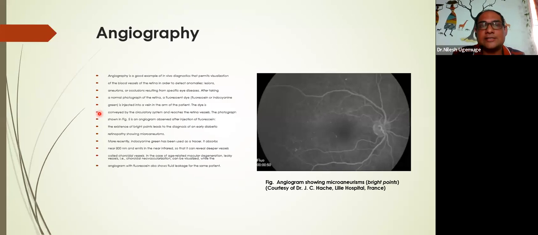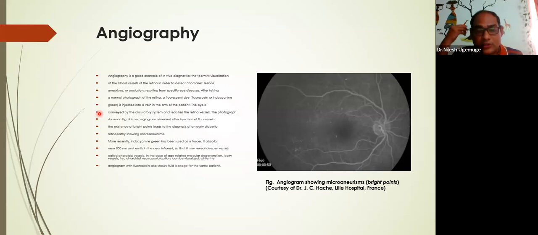So here you can see the picture of angiography, the angiogram showing the microaneurysm. You can see bright points. I have taken this from a particular source. Here you can see some of the spots you can identify with the help of fluorescence spectroscopy, and the detail is given in these slides. I'll be sharing all these slides with you. You can read that because again, we are short of time.